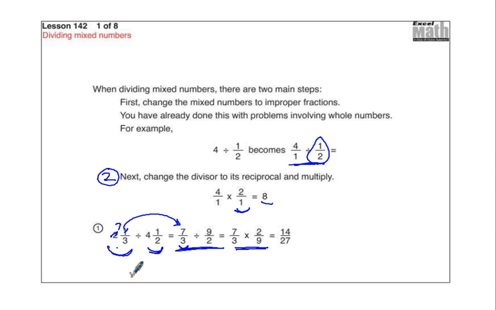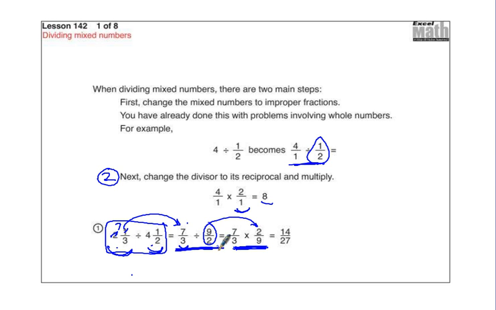Let me say that again, because this is real important. You're going to get a redo on it. They're going to give you this problem like this. You need to write it as a division problem with improper fractions, then rewrite it again as a multiplication problem where you flip the second fraction.